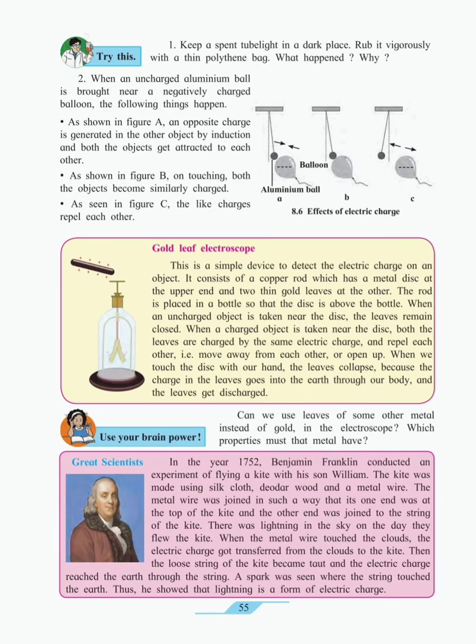When we touch the disc with our hands, the leaves collapse because the charge in the leaves gets into the earth through our body and the leaves get discharged. In this experiment, we come to know that like charges repel each other and unlike charges attract each other. The rod which is connected to the leaves is made of copper. So this copper conducts electricity.